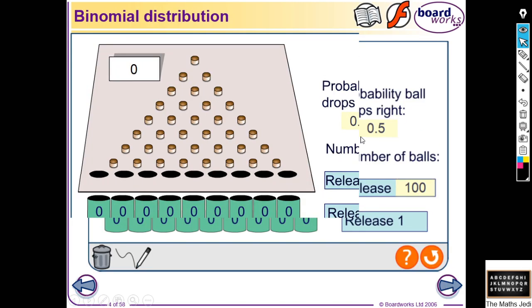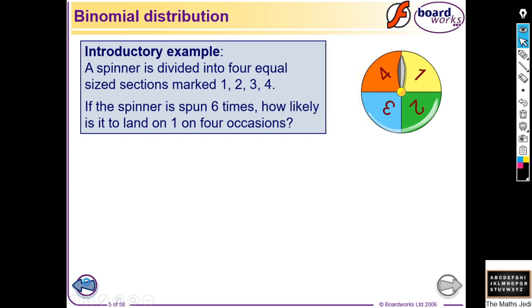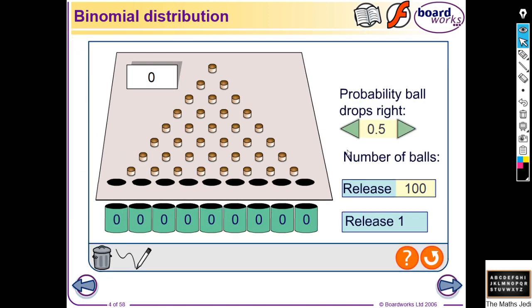Before I get started with that, let's just focus in on a couple of examples of binomial distribution. Here's an example that you might see. This screen is featuring one of those ball dropping things. What we're going to do is fix the chance of the ball going right as 0.5. So the ball can go right 0.5 at a time and can go left 0.5 at a time. We're going to release 100 balls and we're going to see what happens.